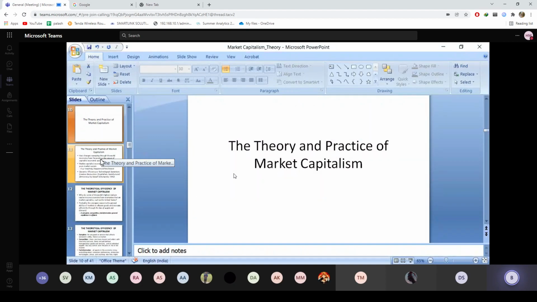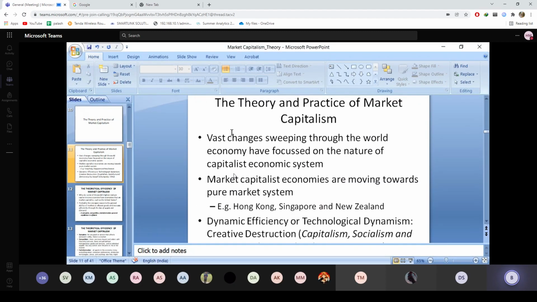Okay, now let's first look at what is happening in the world. As you can see, there have been vast changes taking place throughout the world, where the focus has been on the nature of capitalist economic systems. Okay, and the market capitalist economies are moving towards pure market systems. Like the example of Hong Kong. Of course, Hong Kong in recent times, the freedom has been curtailed to a large extent by the Chinese national security law, but once upon a time it was one of the freer pure market economic systems.